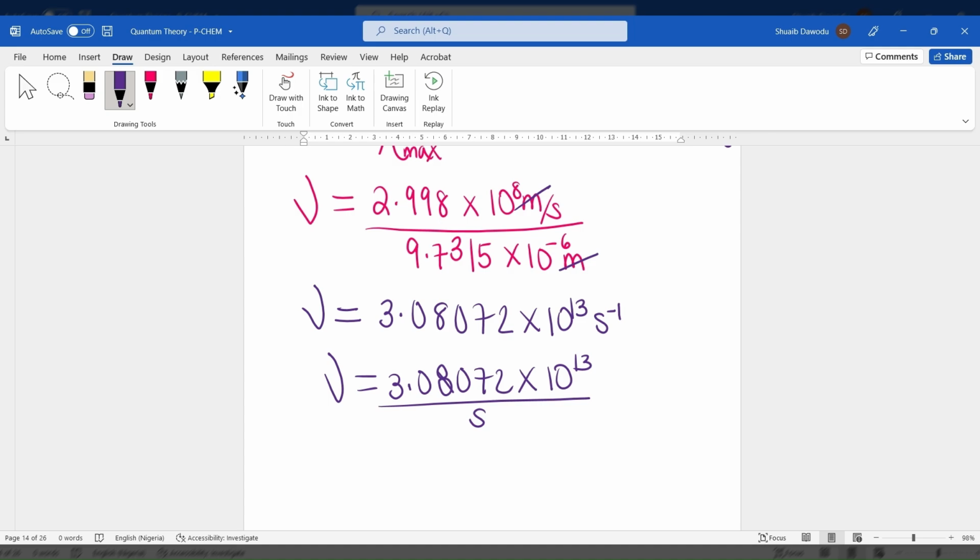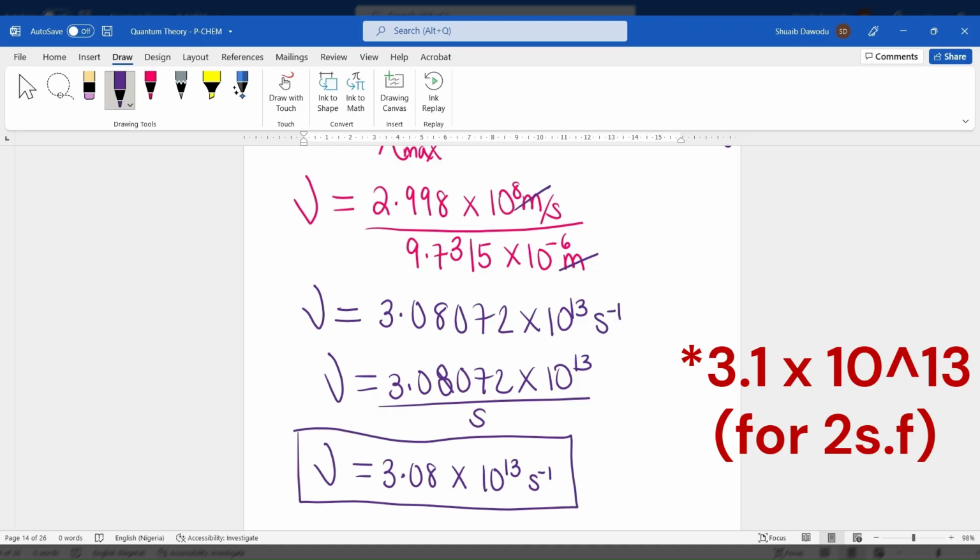So basically the frequency, I'm going to put in three sig figs because we want to answer in three sig figs, is going to simply be 3.08 times 10 raised to the power of 13 per second, or second raised to the power of negative 1. And this is basically the answer to this question.